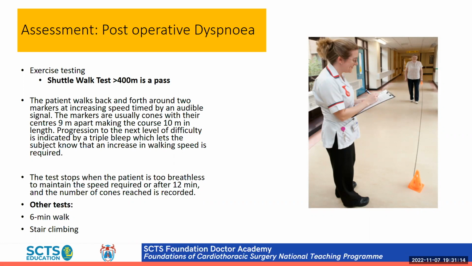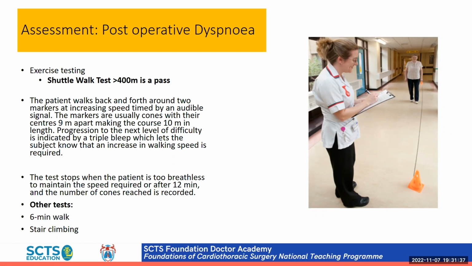But if they are able to pass 400 meters and they don't desaturate beyond 5% and their heart rate doesn't increase more than 20%, they're usually okay. Anything less than that, if they desaturate significantly, for example, if they started on 95 and they became 80, then that gives you a prediction. Most likely these patients are not going to do well.